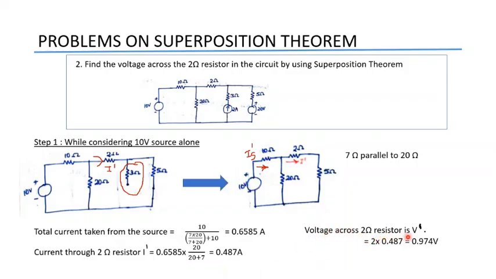Then voltage across 2 ohm resistor due to 10 volt source alone will be equal to current due to 10 volt source alone into 2. So that will be equal to 2 into 0.487, 0.974 volt. So voltage across the 2 ohm resistor, while considering 10 volt source alone, is 0.974.